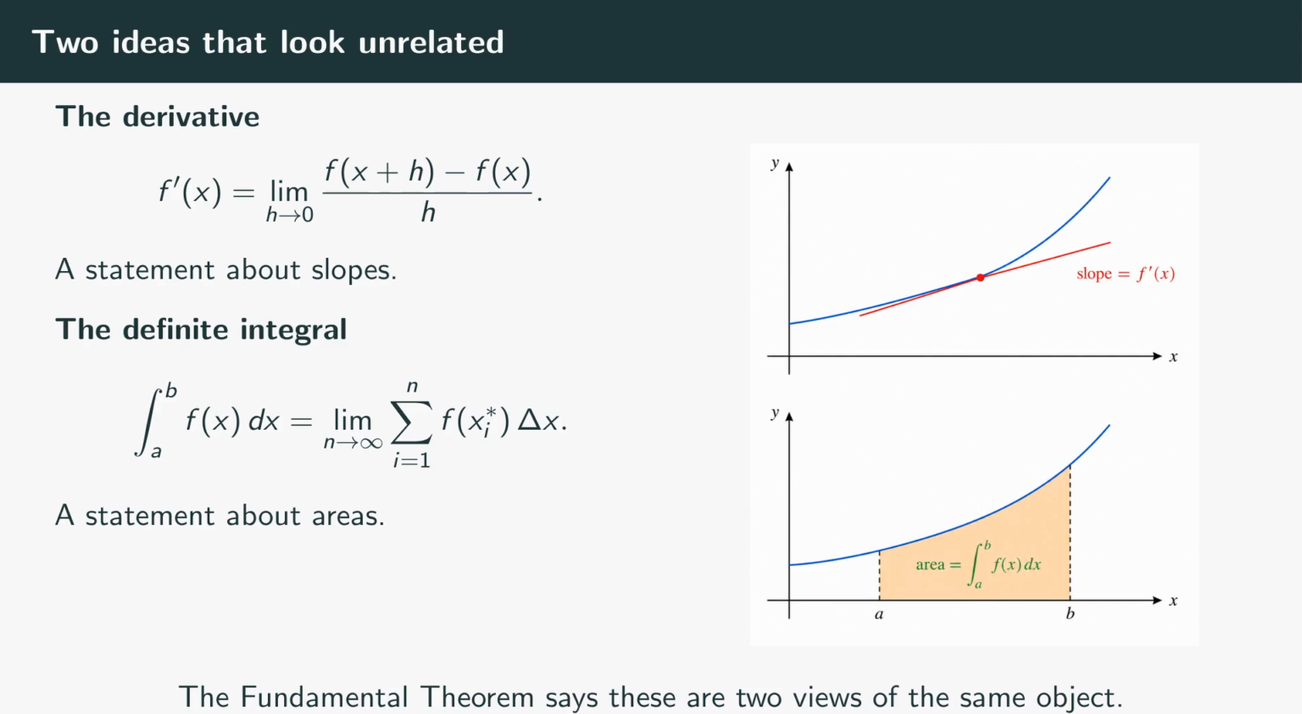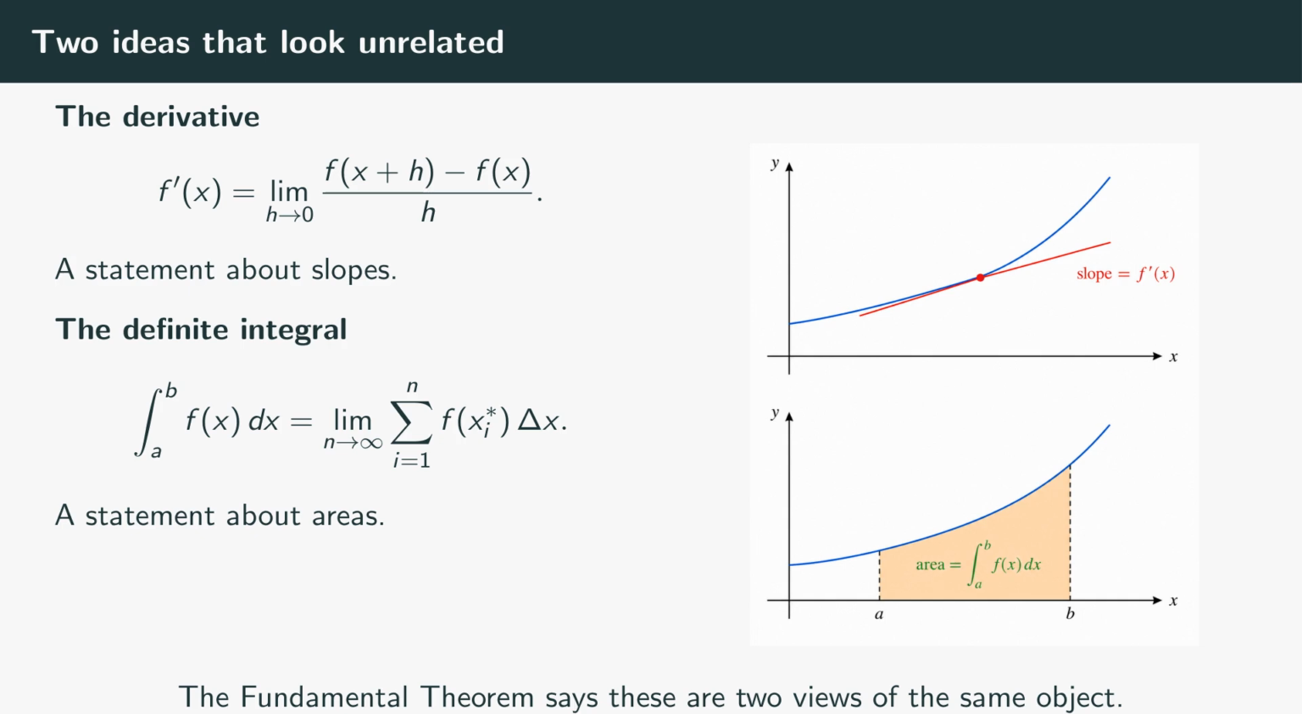Put the two definitions side by side and ask yourself whether they look like they belong to the same subject. The derivative of f at x is the limit, as h goes to 0, of f of x plus h minus f of x, all divided by h. That's a statement about slope. You take 2 points on a curve, draw the secant between them, and slide them together. The number you get in the limit is the slope of the curve at x, the instantaneous rate of change.